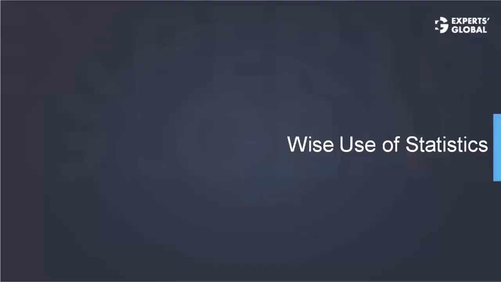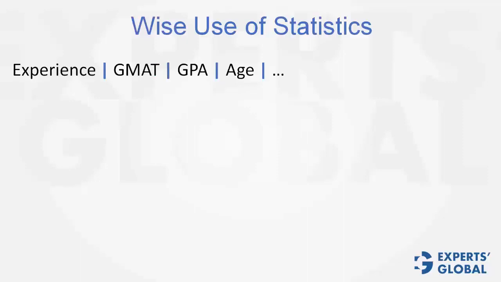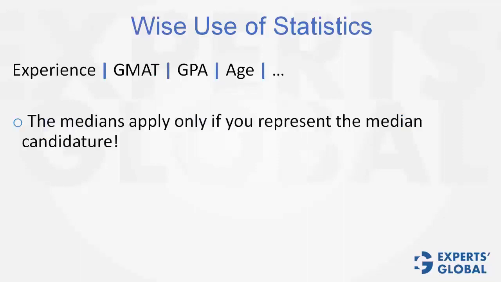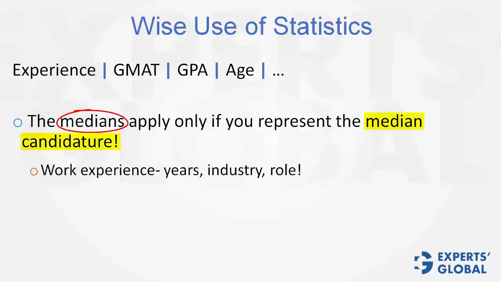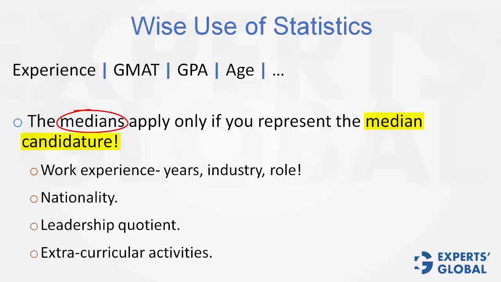Next, a note on wisely using the statistics that you will find on the school's websites, as well as on the rankings. Statistics around the average experience, GMAT, GPA, age, etc. Please understand, the medians apply only if you represent the median candidature. Candidature in terms of work experience, your years, industry, role, nationality, leadership quotient, extracurricular activities. If you belong to an overrepresented pool, a pool from which a lot of candidates apply, then the competition is going to be higher for you.